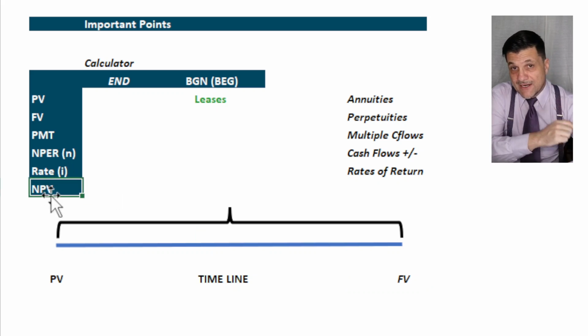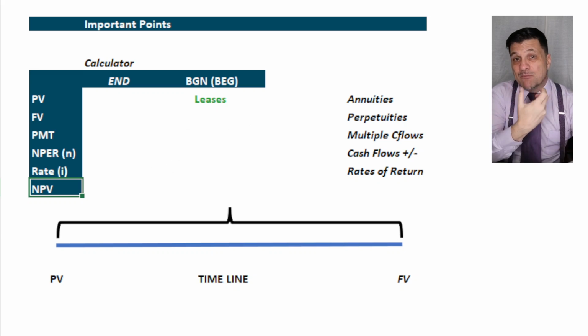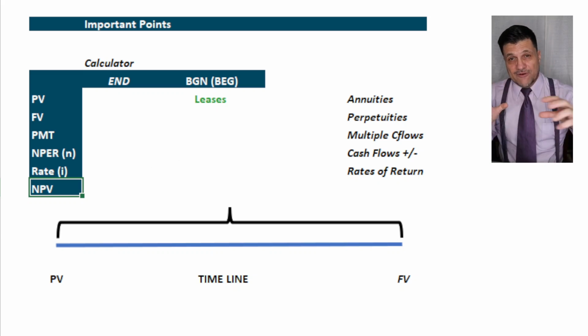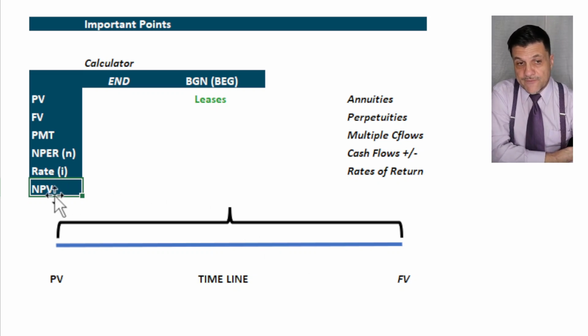Important to remember that you could use the net present value to find the present value of different cash flows. All you have to do, if you're familiar with the net present value, is set the initial cash flow, the CF0, as 0. And then you put all the other cash flows, put the interest rate, enter, and that value is the present value of different cash flows. So the net present value function on the calculator is very useful for that.